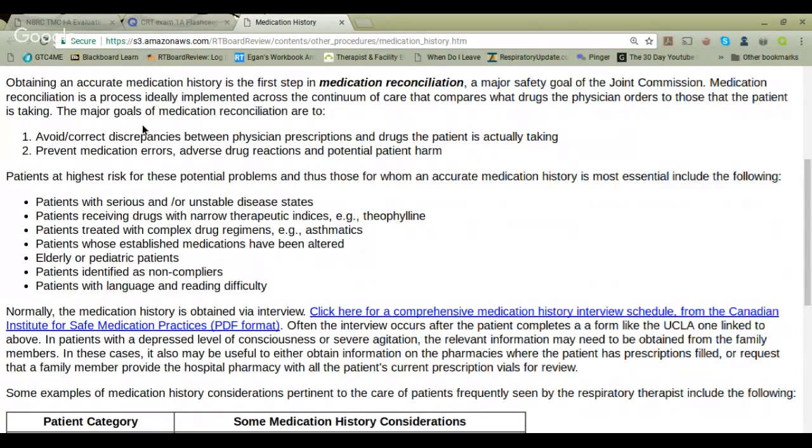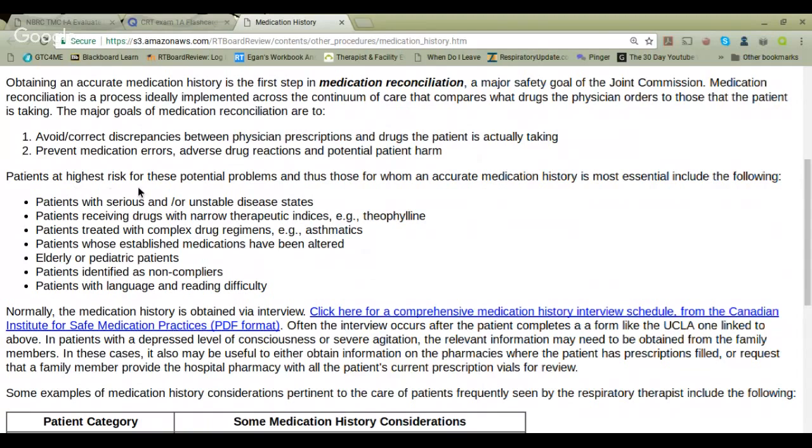The major goals of medication reconciliation are to: one, avoid or correct discrepancies between physician orders or prescriptions and drugs that the patient is actually taking; and two, prevent medication errors, adverse drug reactions, and potential harm. That's another good flashcard.